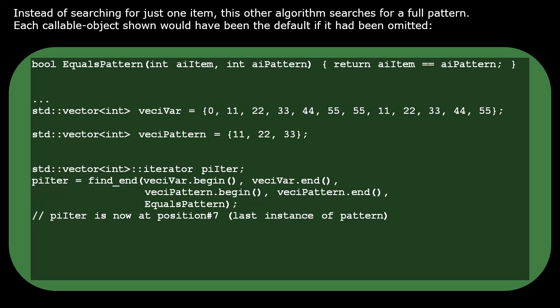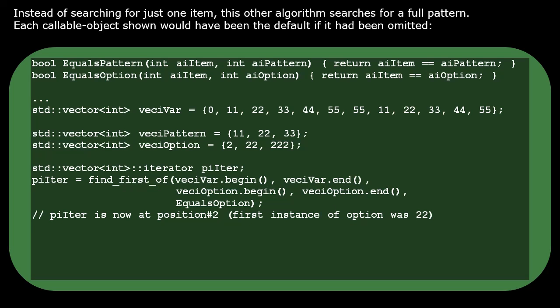When this algorithm is considering whether an item from the pattern matches with an item from the main collection, we usually want to define that matching as those two corresponding items being equal to each other. That's what our equals pattern callable object is doing. But that callable object could have done some more complicated kind of test. If you don't specify any callable object to the find end algorithm, then it will default to doing a comparison that works the same as our equals pattern.